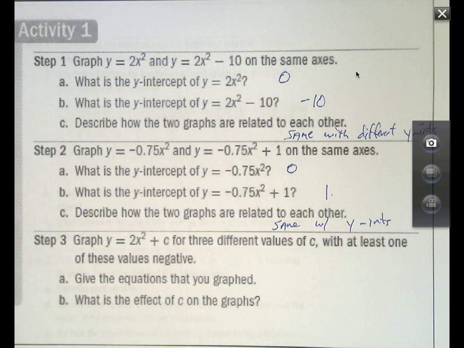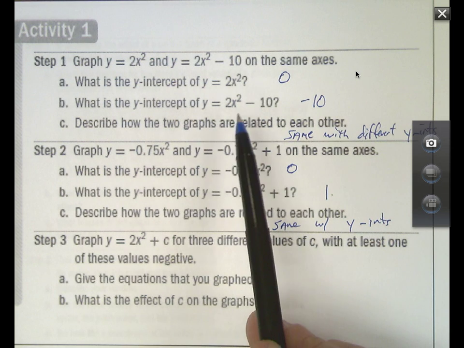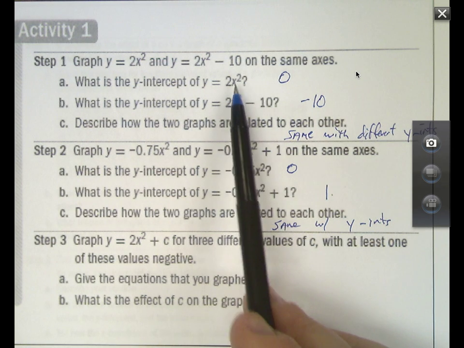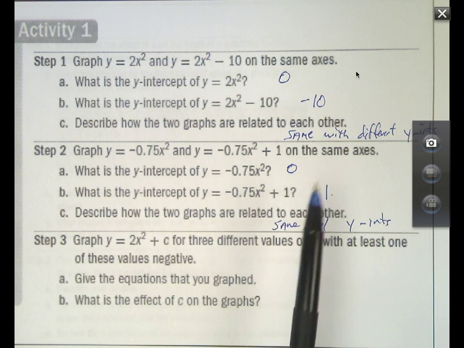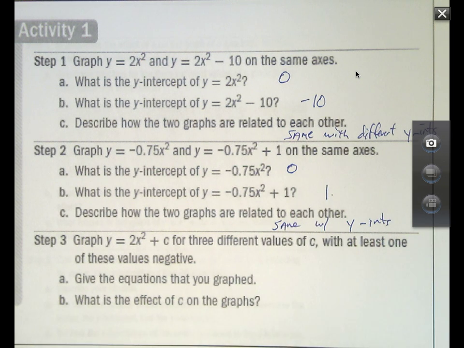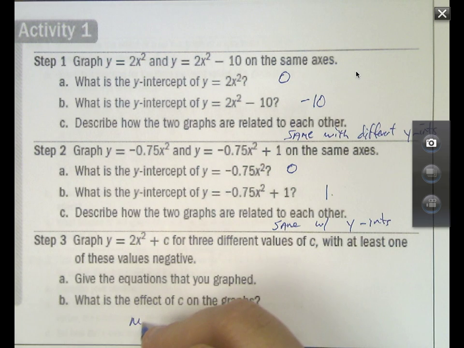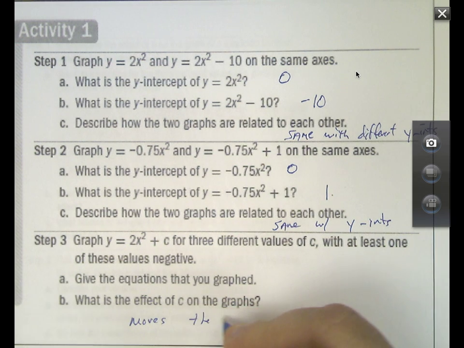It says graph y equals 2x squared plus c for 3 different values of c, with at least one of these values negative. Give the equations that you graphed and what is the effect of c on the graphs. Well, we should know just by looking at these two things. This one moved the graph 10 units down. This one moved the graph 1 unit up.